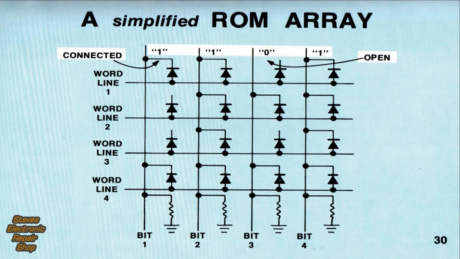Here we see the schematic for a simplified ROM array. Diodes are used as the basic storage device. As shown at the top, when a diode is connected to the bit line, a binary 1 is stored. An open connection indicates a binary 0.